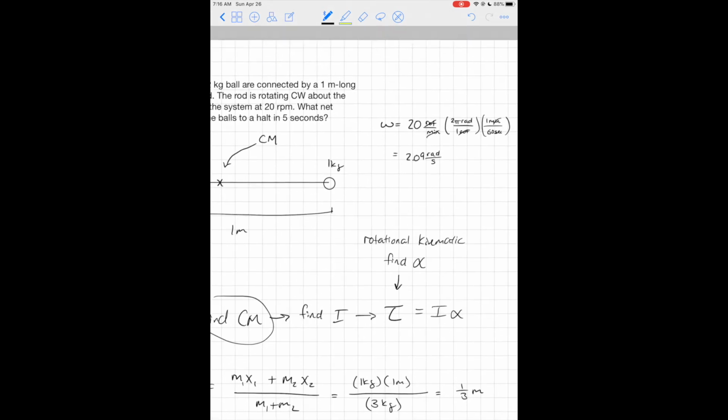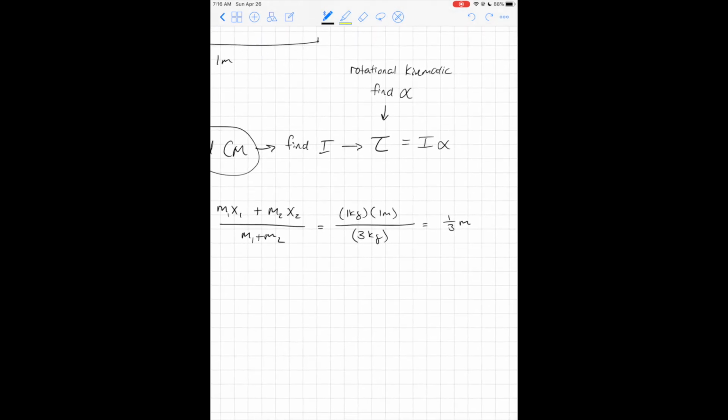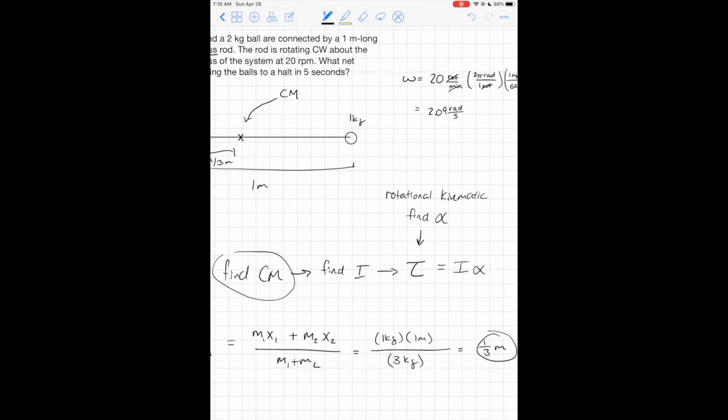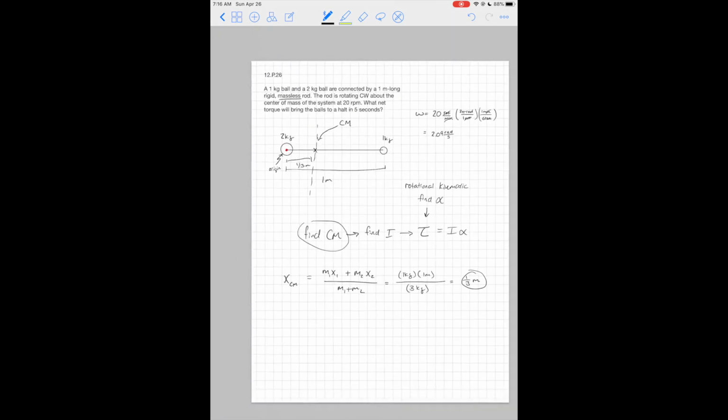And that makes sense now, with where my 0 is. This is my origin. I am 1/3 of the way through, 1/3 meters. The rest is to get to 1 kilogram. That would be 2/3 meters. I think this makes sense. I think this makes exact sense with what we're expecting. So this is our center of mass. This is where we're rotating around in our system.